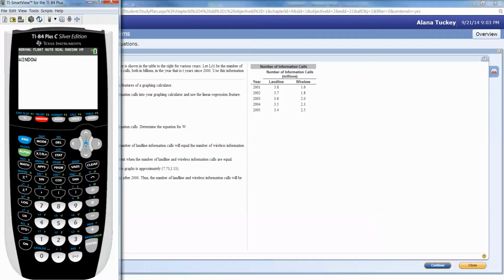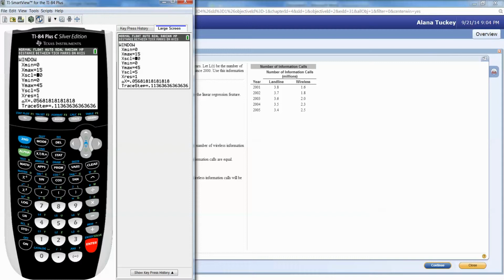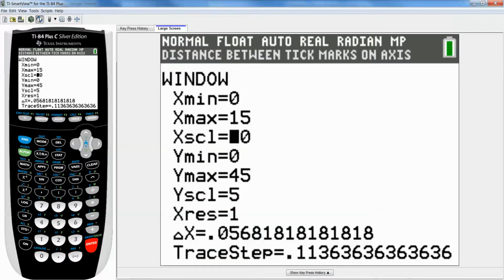So what I want to do is go to my window and think about this. X is time, T for us. And you can see that they're getting pretty close to each other right here. So I'm going to go to 0 to, well, I go to 5 in the table. How about I go to 15? That'll give it plenty of time to intersect. And if I'm going to go to 15, I might as well make my scale 1, because that'll give me 15 tick marks. That's fine. Now 0 is fine for my y because that's the number of calls I'm going to make.